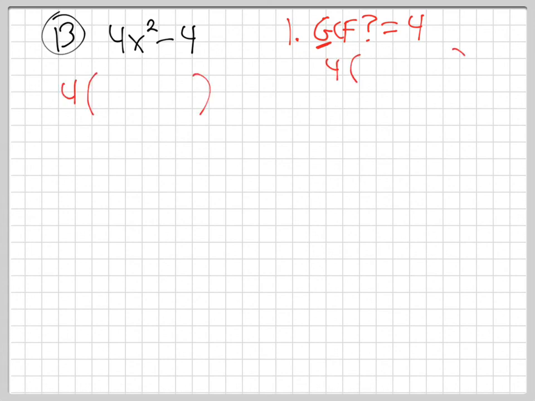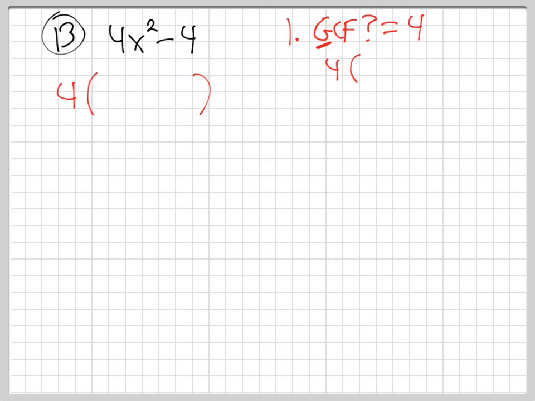Don't skip that step. Do you need to put the x? Well, do they both have an x? No, they don't. If there was an x back here, then I would. Remember what we do for letters: we take the lowest power. If one of them doesn't have any x's at all, the lowest is none. It's just the 4, because the one at the back has no x's at all.